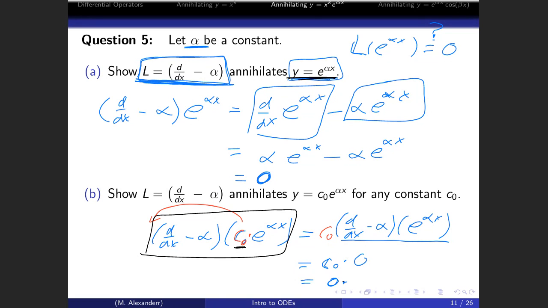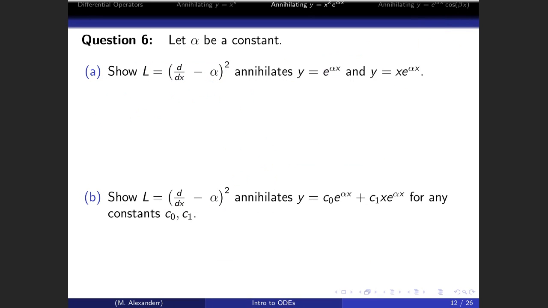All right, so that's our first example. Now we're going to move up one level. The difference between this problem and the previous one is that now you have a second power here, so the operator, you have to apply it twice.